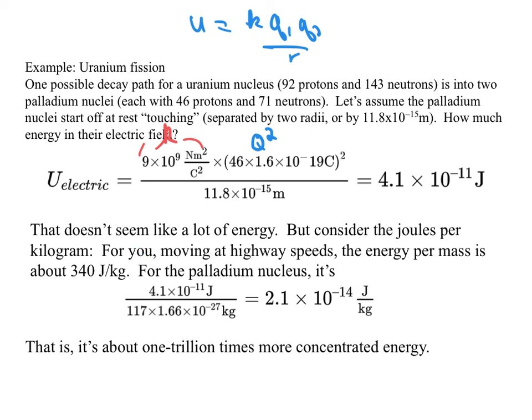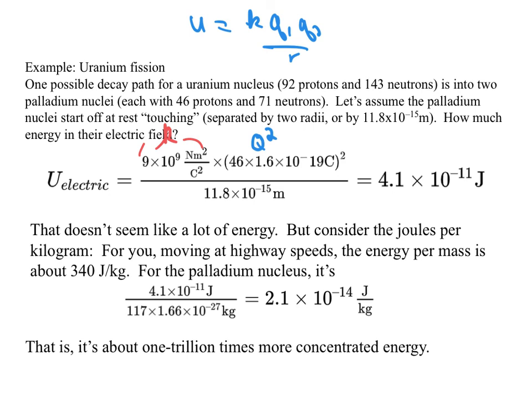For anything like you moving at highway speeds, the energy per mass is about 340 joules per kilogram. All right, since we're doing kinetic energy there, the mass kind of drops out. And we say that if moving at highway speeds, you get about 340 joules per kilogram of object. That's why cars are so much more dangerous than you moving at that speed, because they have much more mass than you. They'd multiply by a bigger kg.